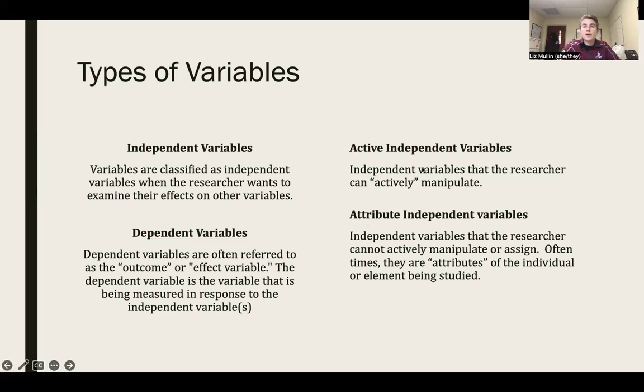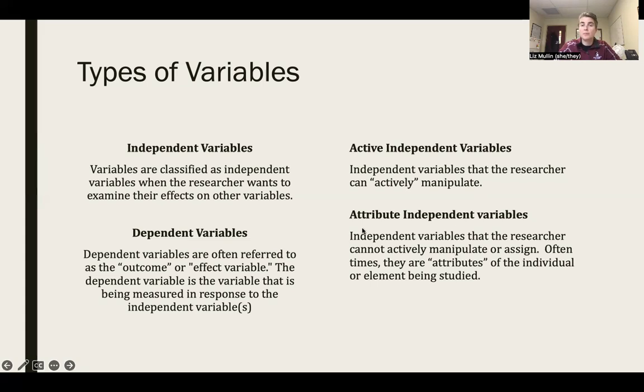The first one is an active independent variable. The active independent variable we mentioned before when we were talking about true experimental designs. This is something that the researcher can fully randomly assign. So I can assign you into my intervention group, or I can assign you into a control group. The participant does not bring anything that automatically defines them into one of those groups. So active variables are something we see a lot in true experimental and some quasi-experimental studies.